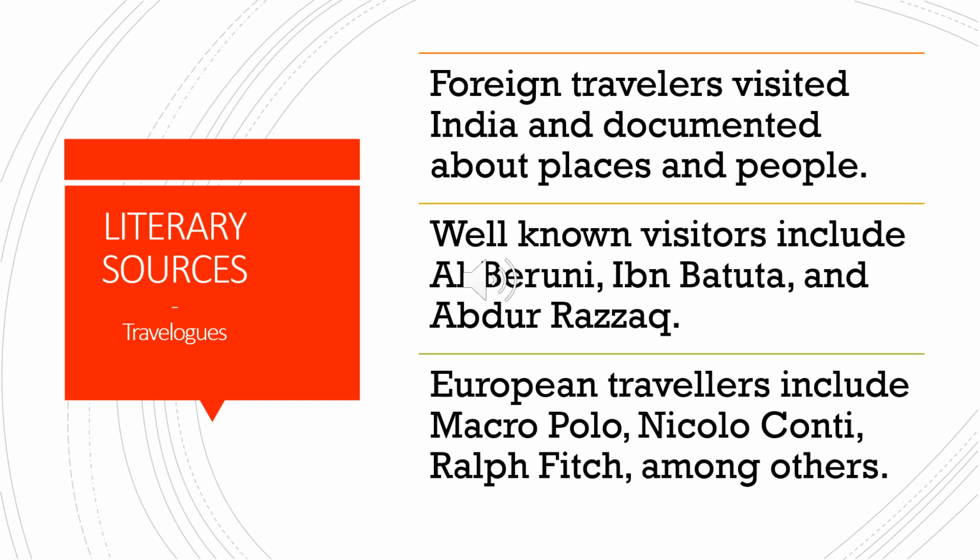The third category of literary sources are the travelogues. Many foreign travelers visited our country during the medieval period. They recorded the information about the places they visited and the people they met. Some of the well known visitors include Al Beruni, who came from Central Asia, Ibn Battuta, who wrote Rihla, which translates to travels, and Abdur Razzaq, who was sent by the ruler of Persia to the kingdom of Vijayanagara.